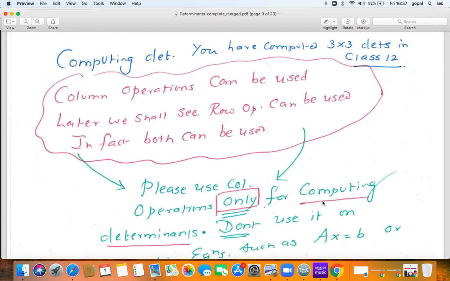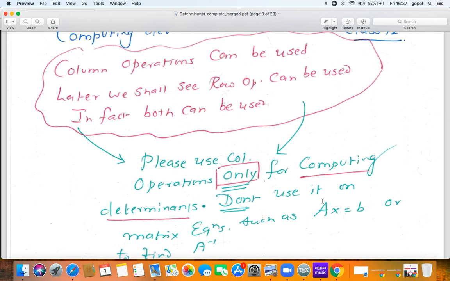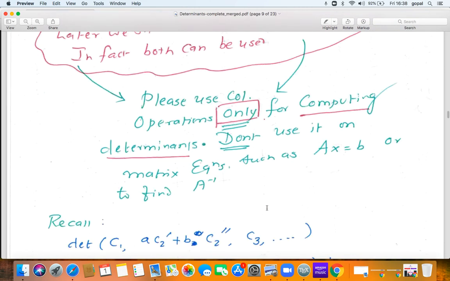Later, we shall see that row operations can also be used. So in fact, both of them can be used in tandem. But please use column operations only for computing determinants. Do not use them for solving systems of linear equations such as Ax equal to b or to find A inverse, because in this particular course, we'd like to keep things simple and not cause confusion. So don't use column operations for solving Ax equal to b or for finding A inverse.